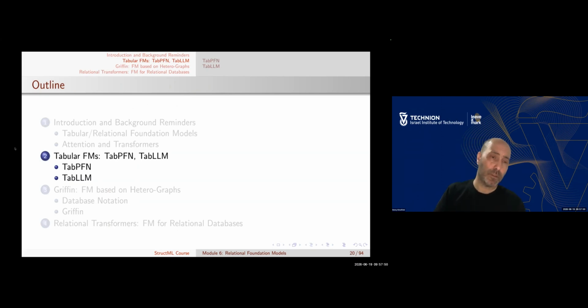Okay, so next we'll talk about specific foundation models now that we understand what foundation models mean, and we got the chance to recall some important concepts on attention and transformers.